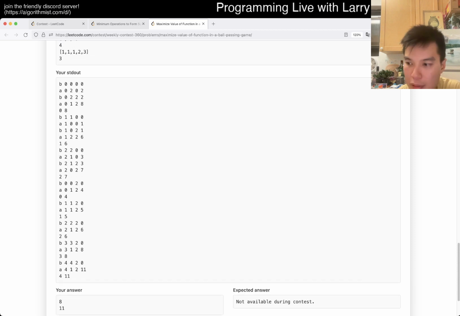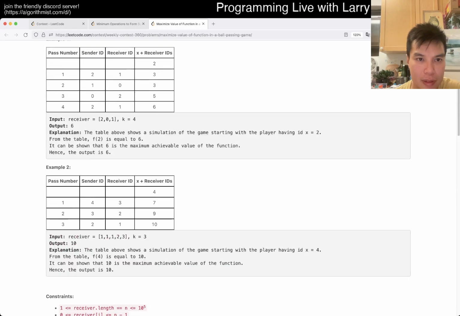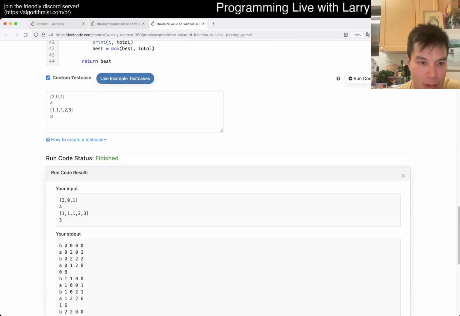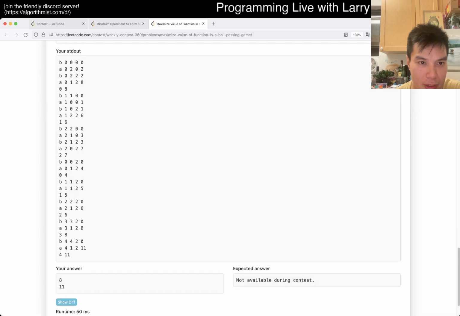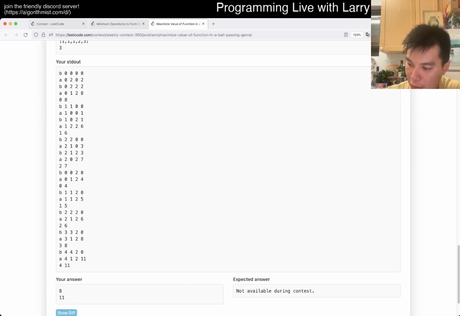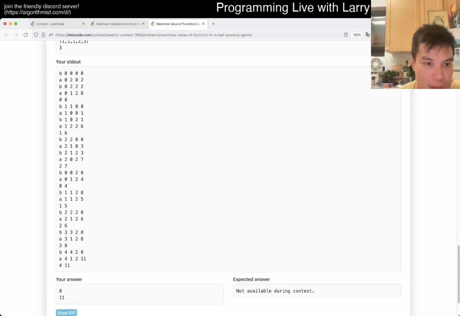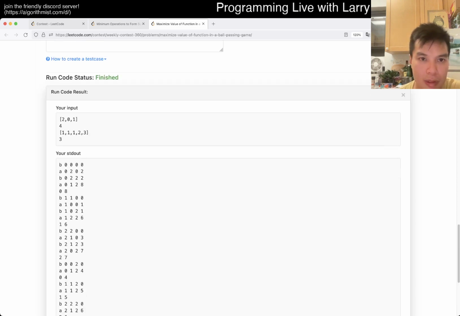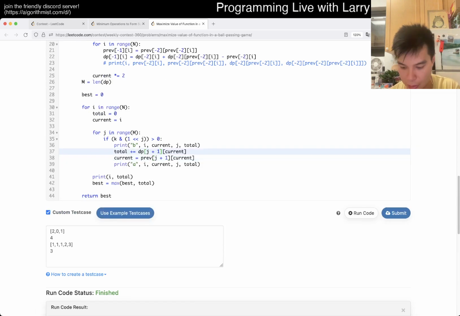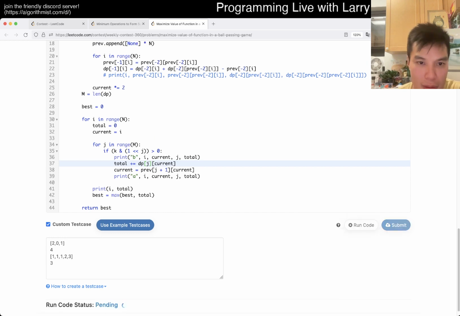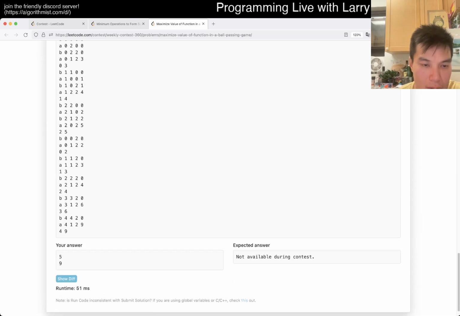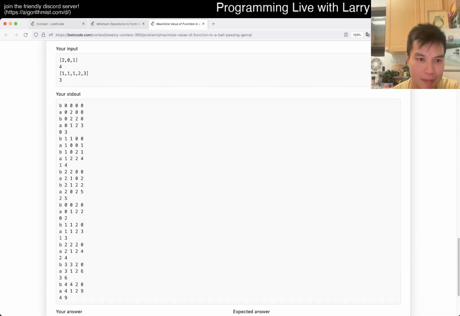Let's see. 5 moves. 2, 1, 0, 2, 1. So it should be 6, but I'm having some. So 2. We make 1 move. We do this. Maybe not, apparently.